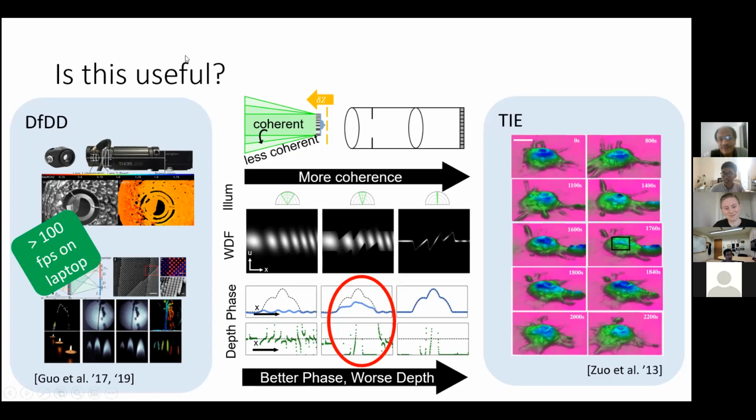Can you comment about this trade-off between depth and also the phase accuracy? I'm trying to follow. It's like an uncertainty principle, but somehow I wasn't able to pick up the idea. Why are you sacrificing the phase with the depth?